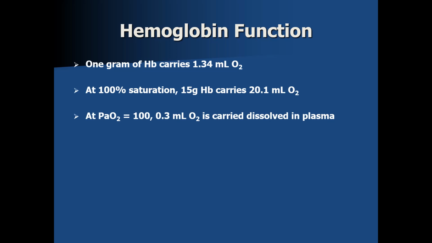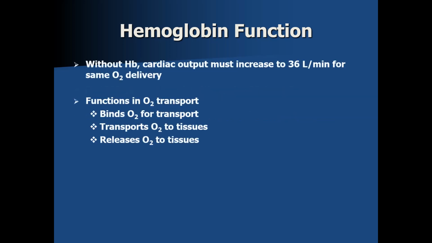At a PO2 of 100, on the other hand, 0.3 mLs of oxygen is carried dissolved in the plasma. This is the amount of oxygen carried in the blood that is reflected by the PO2, or partial pressure of oxygen. So obviously, survival would not be possible if one had only the oxygen carried dissolved in the plasma, at least at ambient barometric pressure. Without hemoglobin, the cardiac output must increase to 36 liters a minute for the same oxygen delivery.